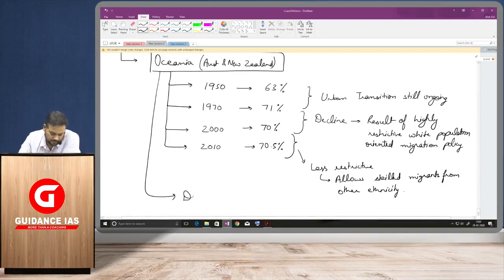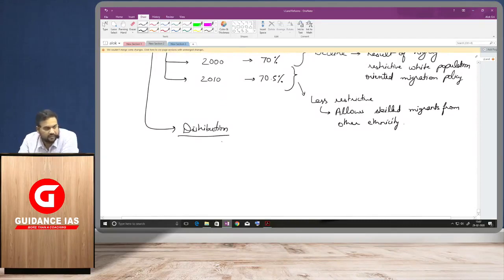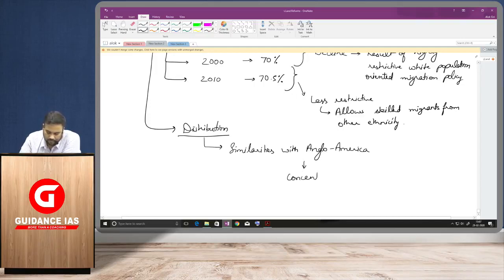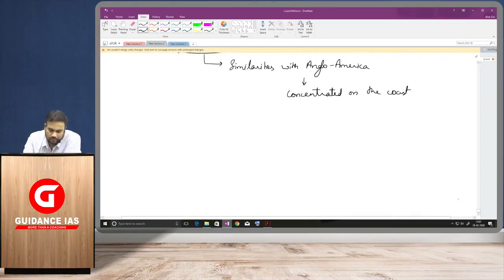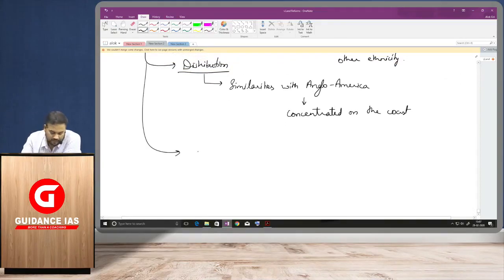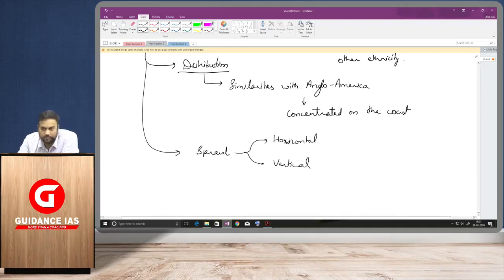Now, about the remaining patterns, distribution. So what is the nature of our Australian distribution? Can I say it has similarities with Anglo-America? It is concentrated on the coasts. If so, can I say here also we will find both characteristics of sprawl? So we actually find that the sprawl of cities has taken both forms, horizontal as well as vertical sprawl. Vertical sprawl has occurred here.